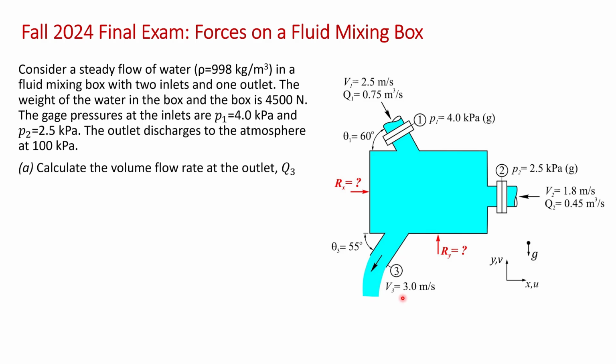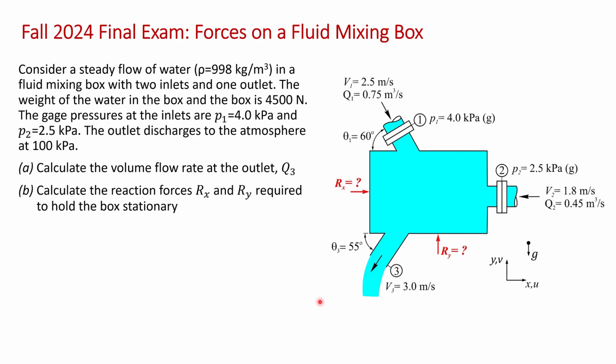You're asked to calculate the volume flow rate at point 3 in part A, and in part B, you're asked to calculate the reaction forces in the X and Y directions required to hold the box stationary. These are the combined forces at the flanges and the mounting brackets required to hold the box in place.